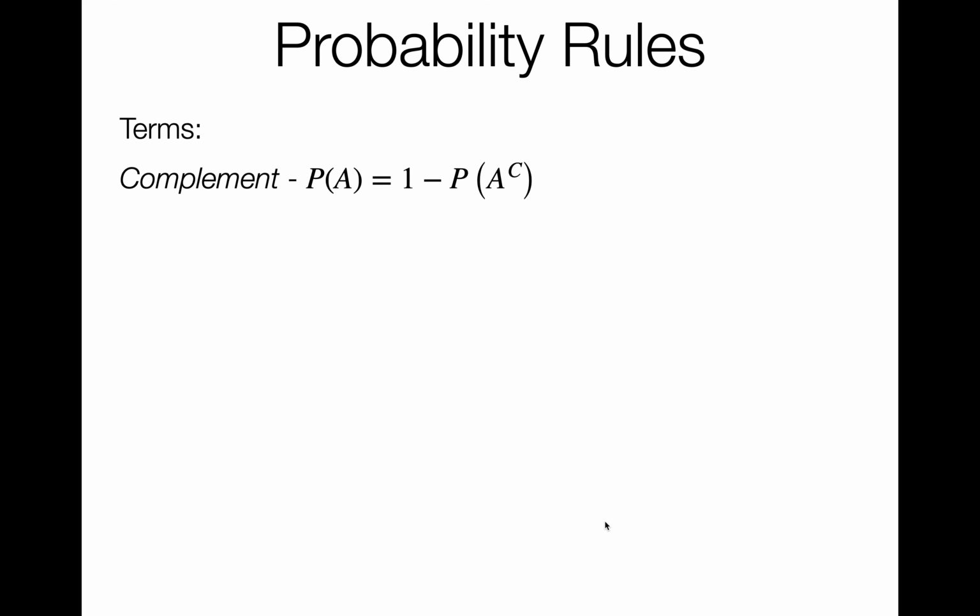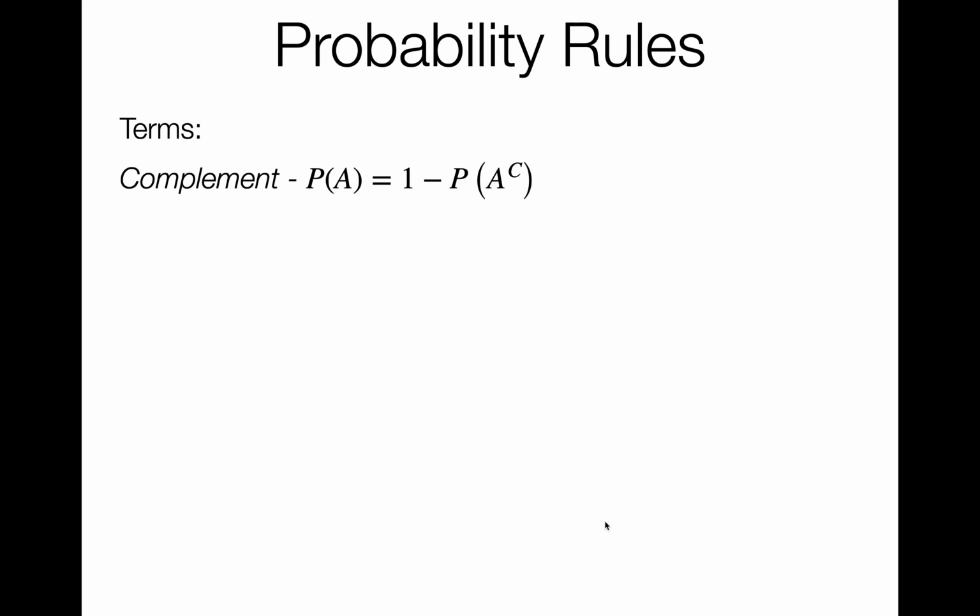If my event A was, if I flip a fair coin 2 times, that both of them land as heads, then A complement would be the other 3 possibilities. A would be both heads, and A complement is not both heads: 1 tail and 1 head, both ways that could happen, and 2 tails. You can find the probability of an event A happening by taking 1 minus the probability of A complement happening.